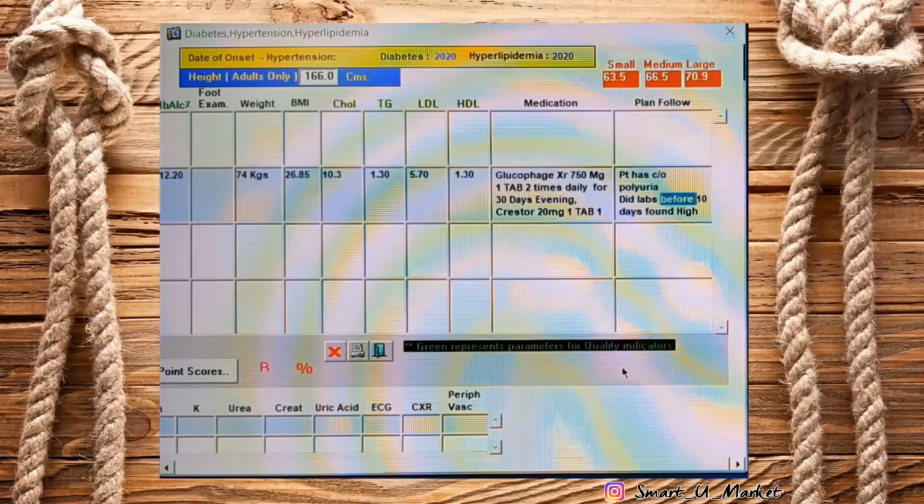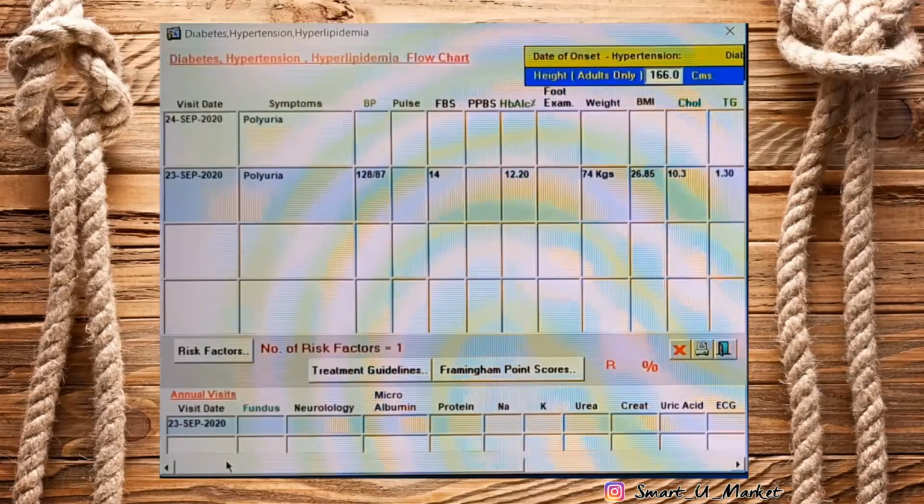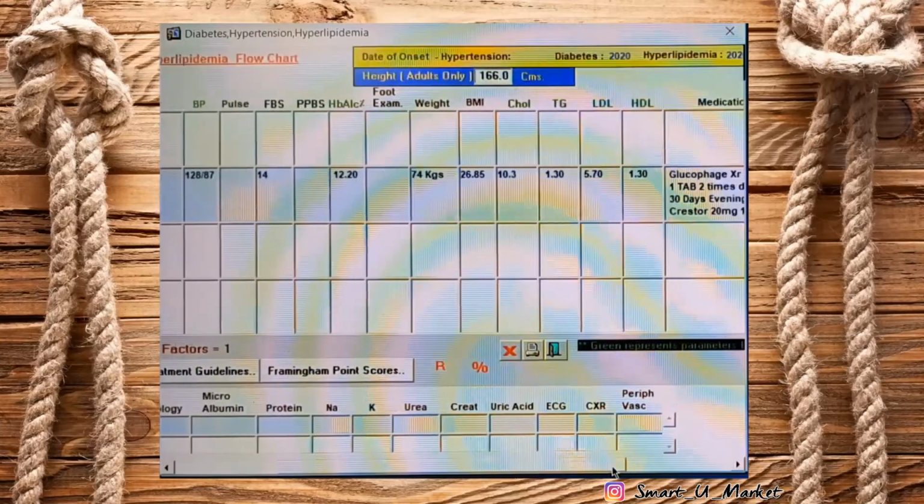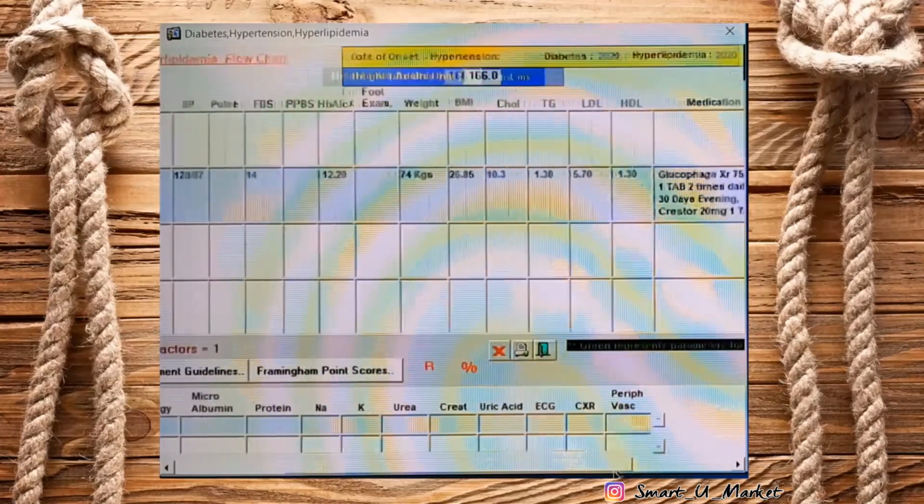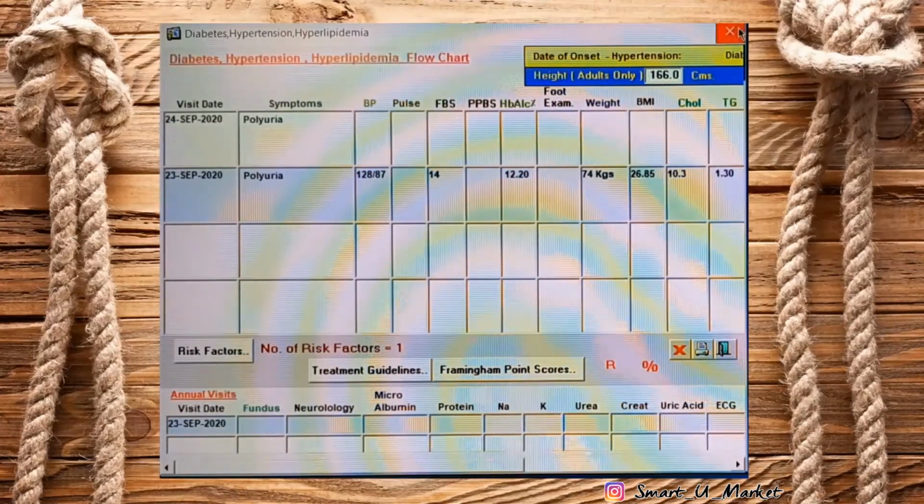So we have to write in the notes. Notes will appear here in the plan follow. And down here we will find the annual visits. For a diabetic patient, at least we have to do the fundus exam every year, neurological examinations, and the sodium, potassium, urea, creatinine, and these are the lab investigations. We have to write it at least every 3 to 6 months. That's about the diabetic, hypertension, hyperlipidemic flow chart.